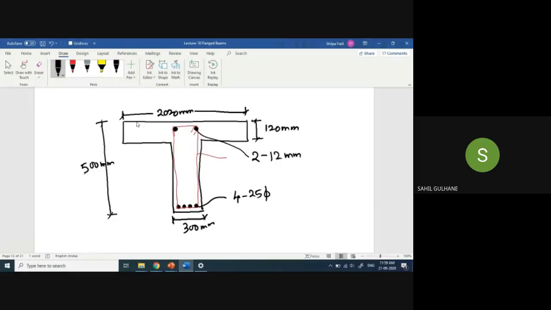Ma'am, maybe there is a cantilever there, so that may be the reason. No, no. It is not a cantilever, it is a T-beam. See, for a singly reinforced beam also, we provide these 2 bars in the compression zone. Rectangular beam.